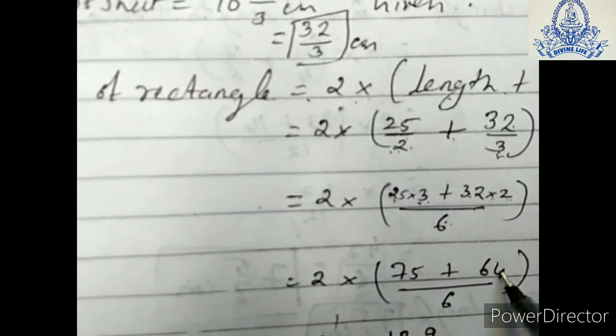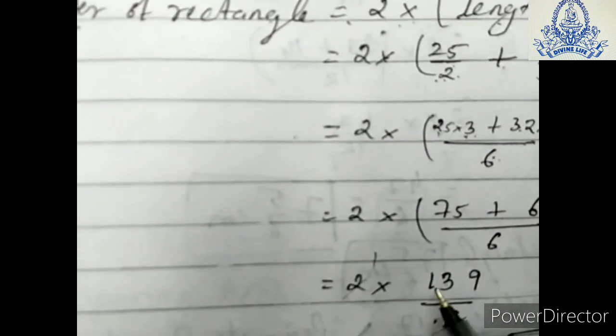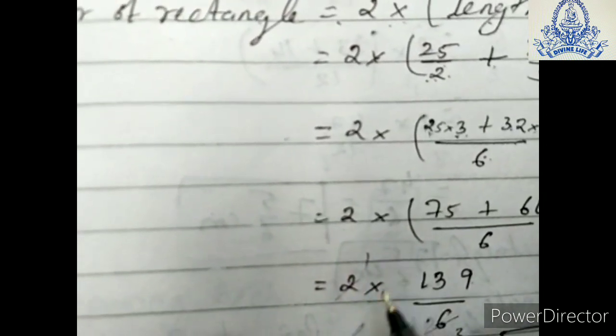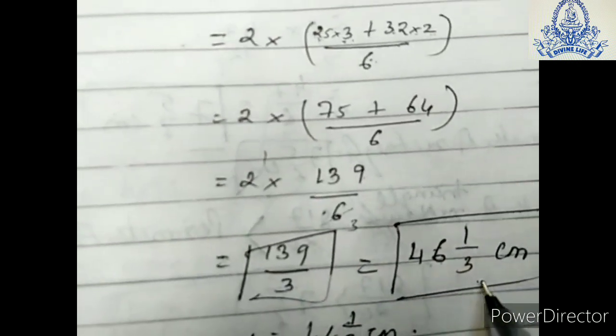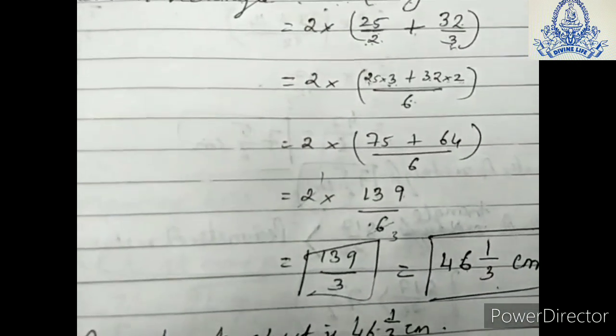Now 75 plus 64 we get 139 upon 6, and already we are having 2 outside, that is 2 multiplied by 139 upon 6. So 2 ones are 2, 2 threes are 6, you can solve and your final answer will be 139 upon 3. And this answer you can write after dividing and converting it into a mixed fraction, that is 46 1 upon 3 centimeter is your final answer.